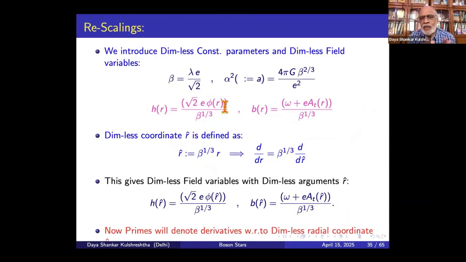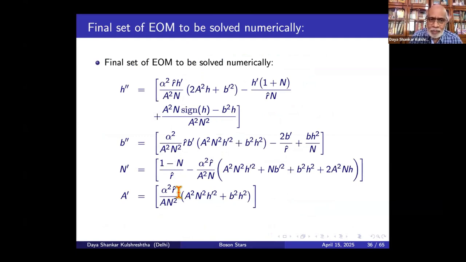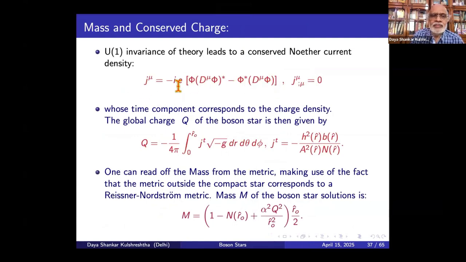Now the scalings here, the parameters, are different, so the rescaling definitions would be different. We again follow the same procedure. We construct dimensionless constant parameters and dimensionless fields, then also make the arguments of the fields dimensionless. And then we end up with these four equations of motion, which are converted from covariant form to this component form. And again, the U1 invariance of the theory would lead to the conserved Noether current and current density, so charge density, the global charge, and the mass parameter M.